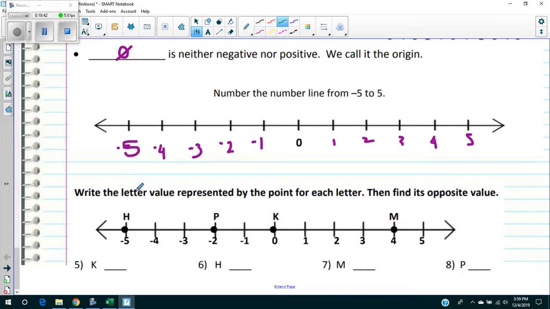Write the value represented by the pointer for each letter. Let's point to K. What's K? That's 0. What's the opposite of 0? I just mentioned this. Yep, 0. 0 doesn't really have an opposite number. And then what's H? What's the opposite of negative 5? Yep, positive 5. What's the opposite of M, which is 4? Right, negative 4. And lastly, what's the opposite of negative 2, which is represented by point P? That's right, 2. So that's that.